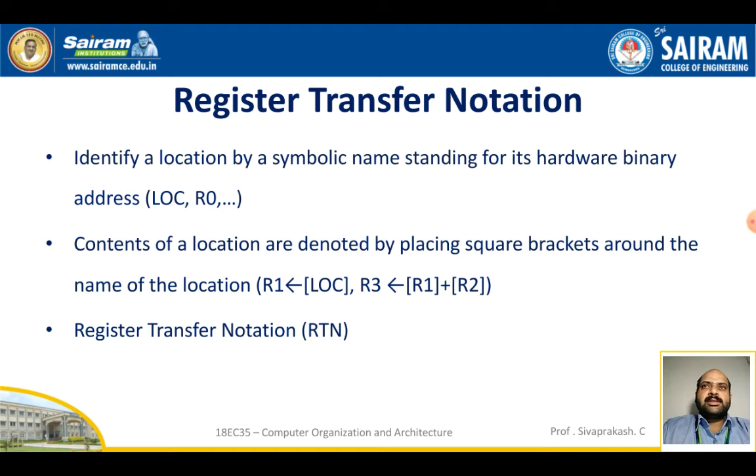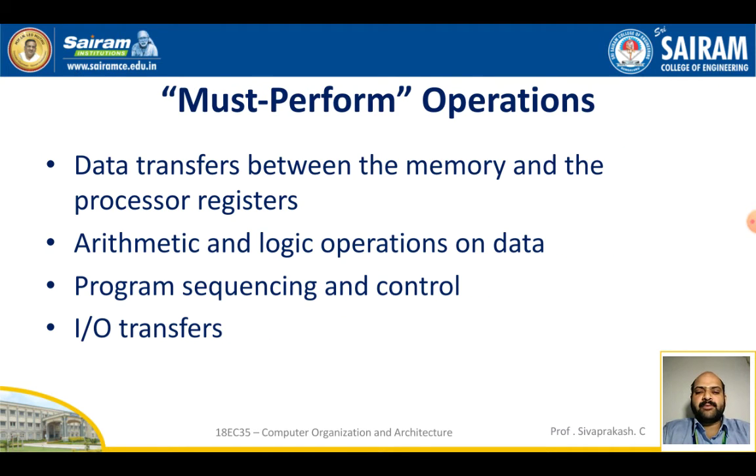Let us see register transfer notation. The possible locations in which transfer of information may occur are memory locations, processor registers, or registers in IO devices. It identifies a location by a symbolic name standing for its hardware binary address, such as LOC, R0. Sometimes the content of a location is denoted by placing square brackets around the name of the location. For example, the location LOC with square brackets, or sometimes register R1 with square brackets. These are the examples of this.